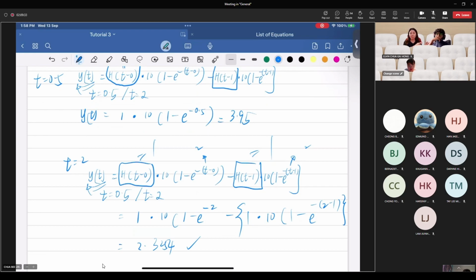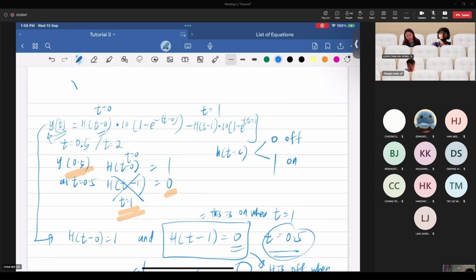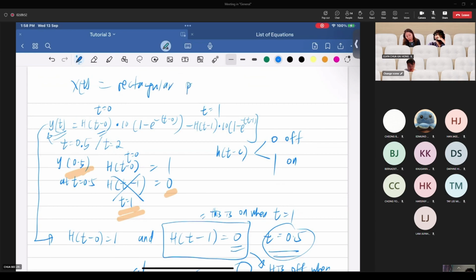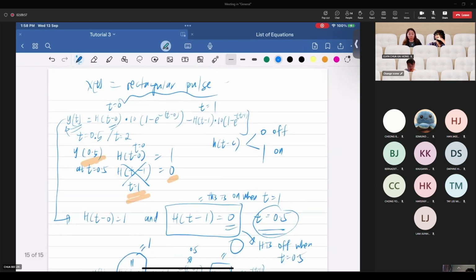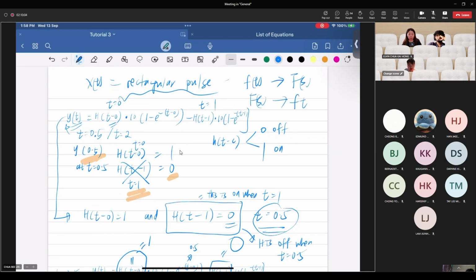scenario, where the scenario is pretty simple. A thermometer is placed in the first water bath, then changed to the second water bath, and put back in the first water bath. The change of this x(t) we call the rectangular pulse. So you need to have the idea of how f(t) goes to F(s) and how F(s) goes to f(t). What is your f(t)? Your f(t) is Heaviside.